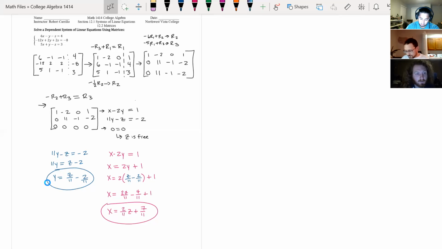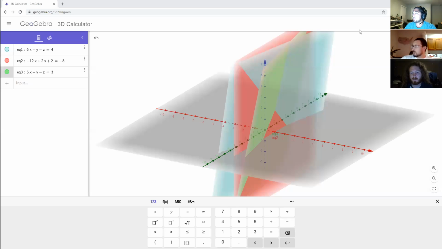So we got 6x minus y minus z equals 4. And then we got negative 12x plus 2y plus 2z equals negative 8. And then our last one is 5x plus y minus z equals 3. Okay. Change these colors. And then this one, make it green. Okay, cool. So this is sort of the best you can do. Share my screen real quick. Let's see how cool. This is the best you can do with the 3D system, right?